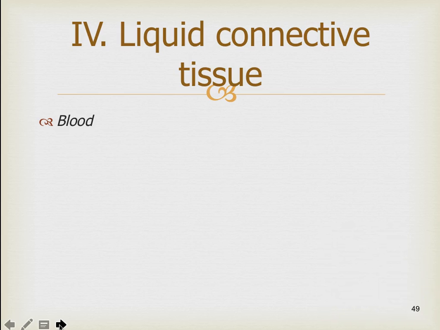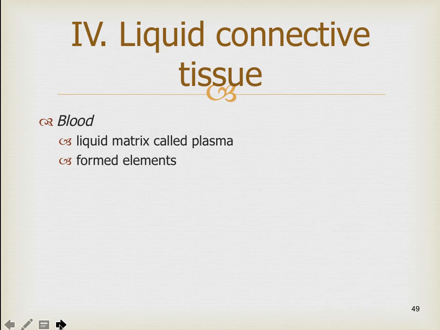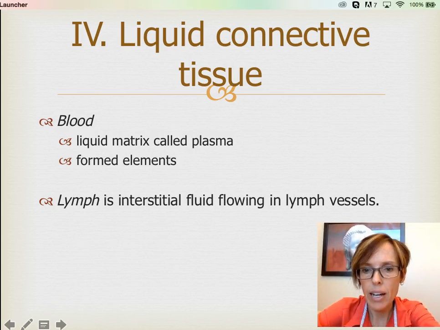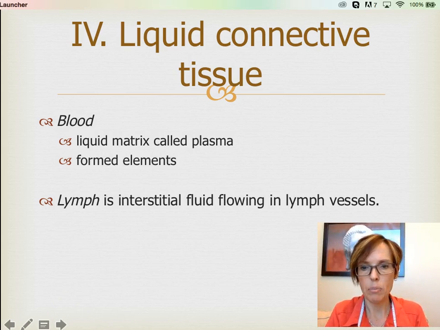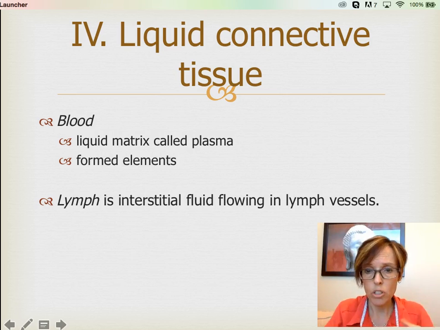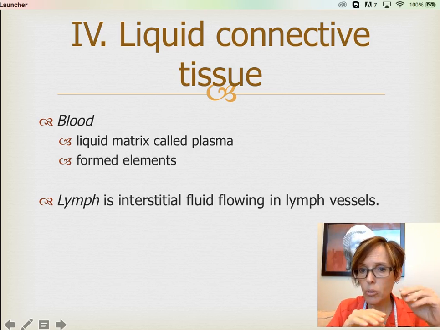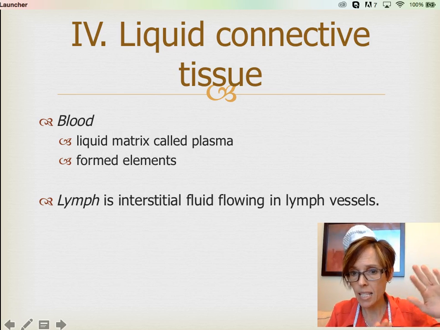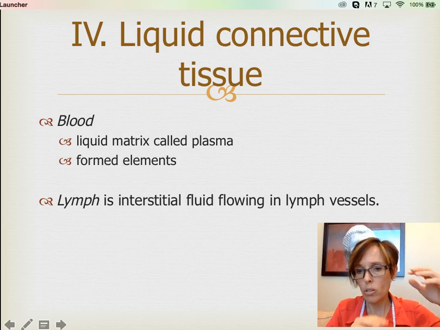Liquid connective tissue, talking about blood really, has a liquid matrix called plasma. There are some formed elements, which are things like cells. The other type of liquid connective tissue is lymphatic fluid. Any fluid is either in a blood vessel, in which case it is blood, or fluid is going to leak out of that blood vessel into the interstitial space, the space surrounding cells.